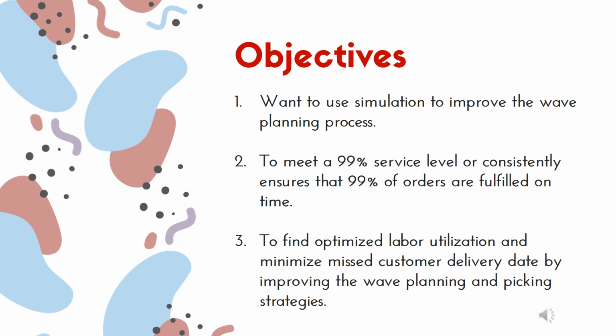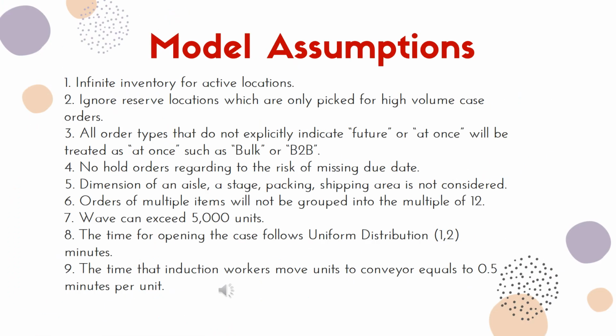First, use simulation to improve the wave planning process. Second, meet a 99% service level, or consistently ensure that 99% of orders are fulfilled on time. Third, optimize labor utilization and minimize missed customer delivery dates by improving the wave planning and picking strategies.